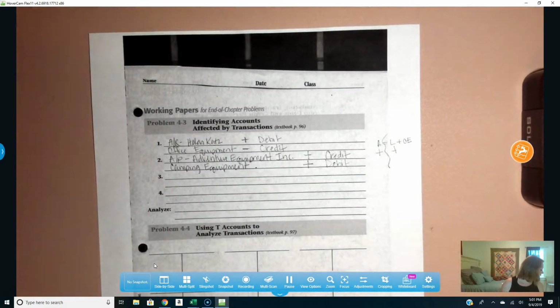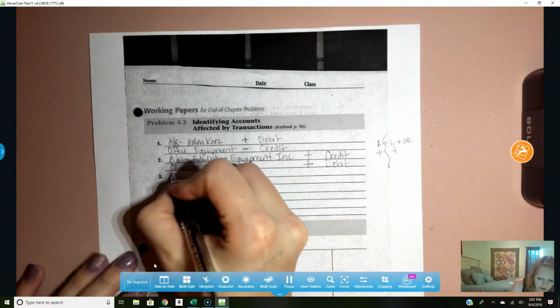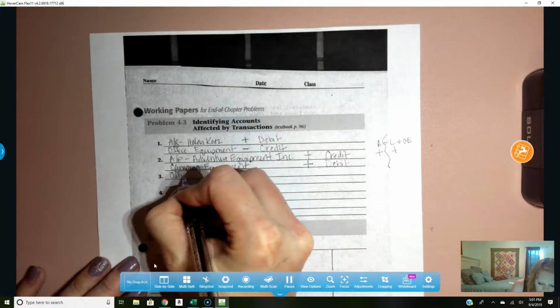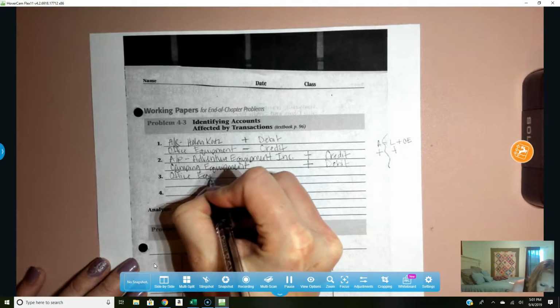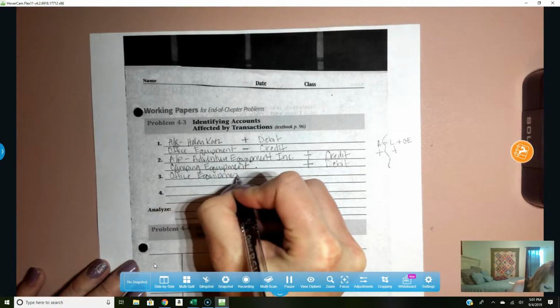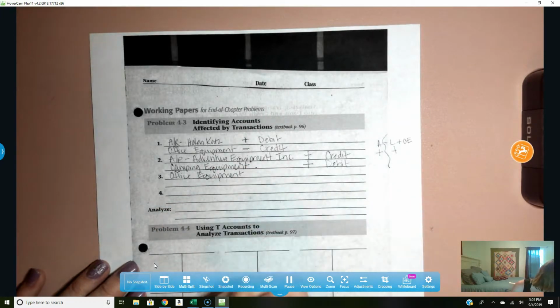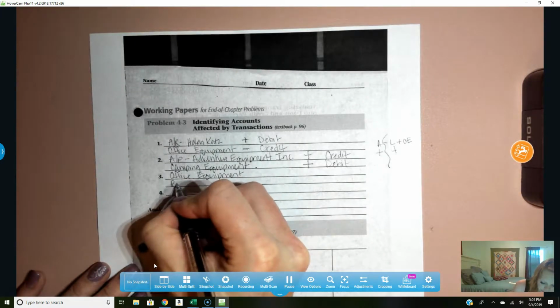Alrighty, let's look at number 3. It says Ronald Hicks brought a filing cabinet from home and transferred it to the business office equipment. It automatically gives you 1 account that is used. So we'll go ahead and put office equipment. And since our owner invested that, that's going to be Ronald Hicks Capital.